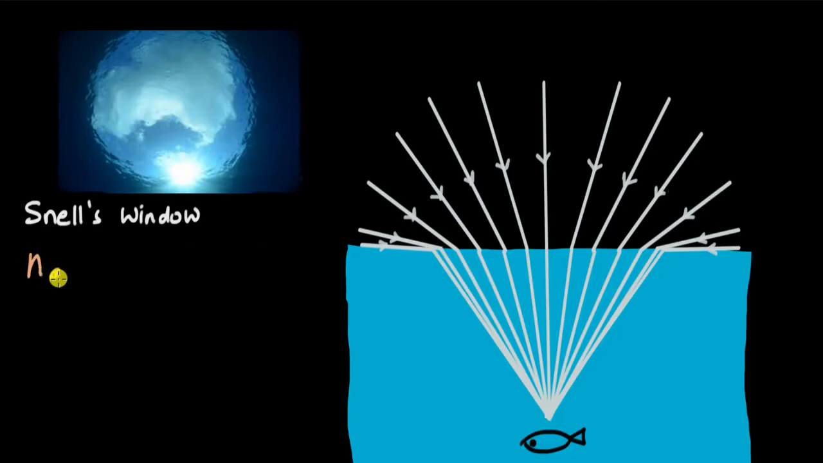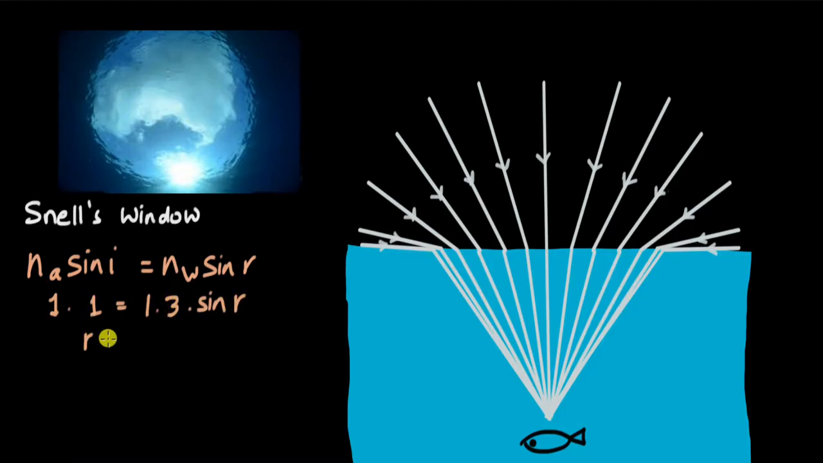So here we have NA sine I, the angle of incidence. This is equal to NW, the refractive index of water, into sine R. Here NA is just 1. Sine I would be again 1 because this is 90 degrees. And NW is equal to 1.3 into sine R. So when we work this out, the angle of refraction comes out to be approximately 49 degrees.